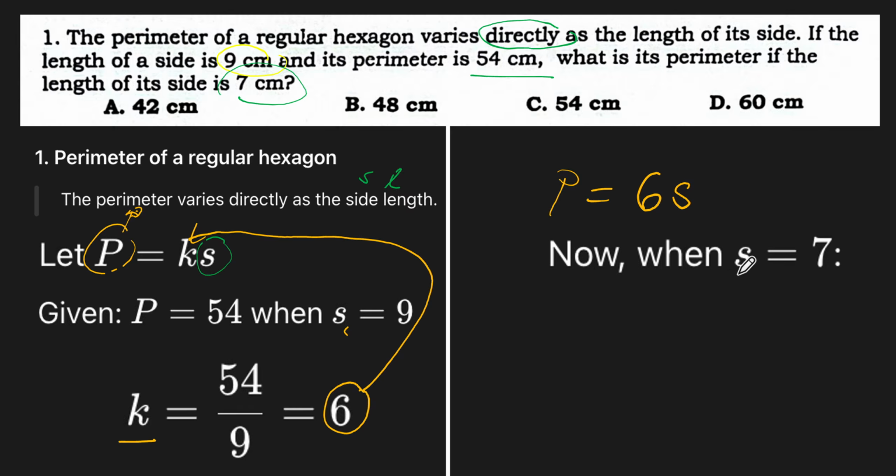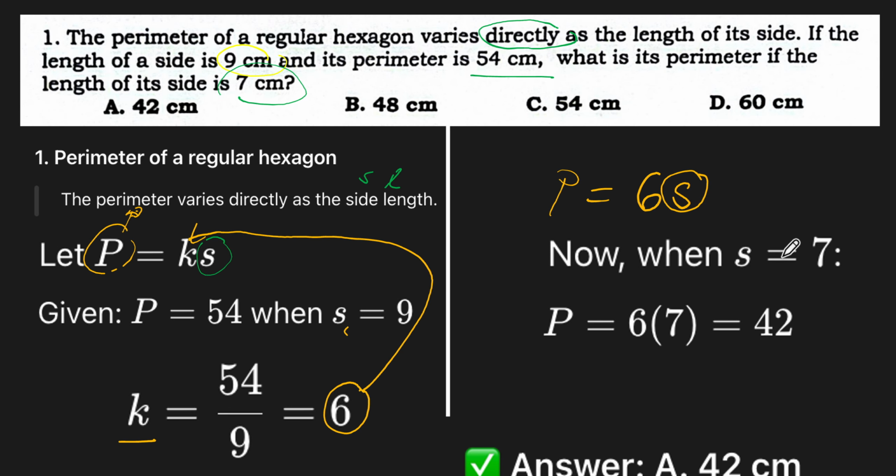So now when S is equal to 7, we can change the S here, or the side length. So 6 will become 6 times 7. Then the perimeter would be equal to 42. So the perimeter is equal to 42 centimeter. The answer is letter A.